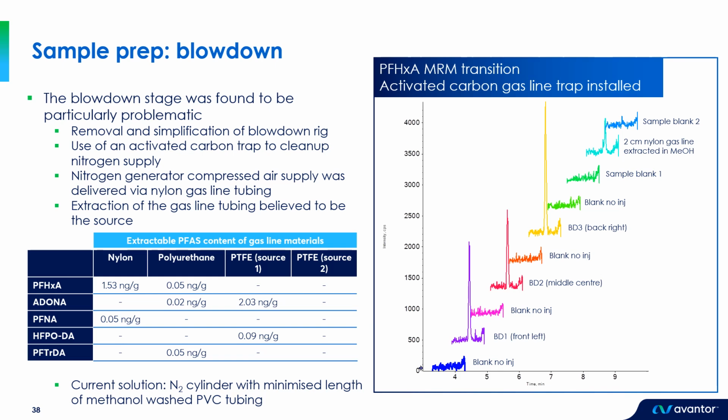So the solution that we're actually using now is to use a nitrogen cylinder and connect that to our blowdown using a short length of PVC tubing. This PVC tubing was actually also found to contain PFAS. However, we found that by siphoning methanol through the tubing, we were able to eliminate the PFAS contamination. So we're assuming that the PFAS originated from some sort of substance that's used during the tubing manufacture. And using this new arrangement, we were able to carry out the first analysis without the blowdown step, without contaminating our samples.